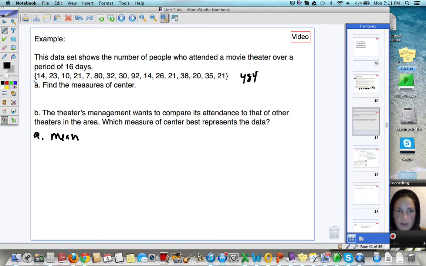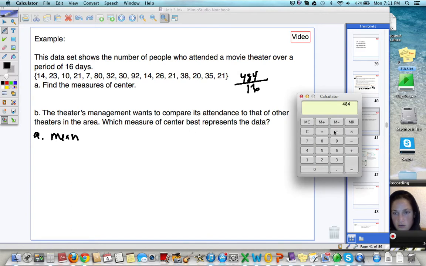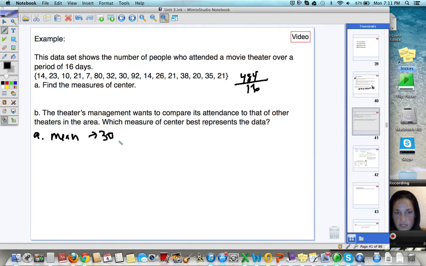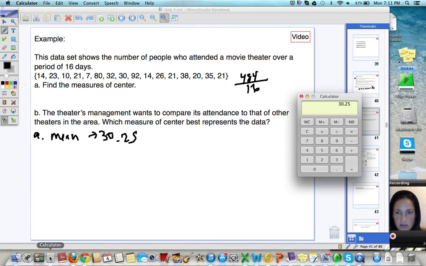And then I want to count how many there are. 1, 2, ... 16. We're going to divide this by 16 to see what our average is. So what was that, 30.25? Let me double check. 30.25. So my mean is 30.25. But if we look, we have this 92 and that 80. That's really affecting this data.